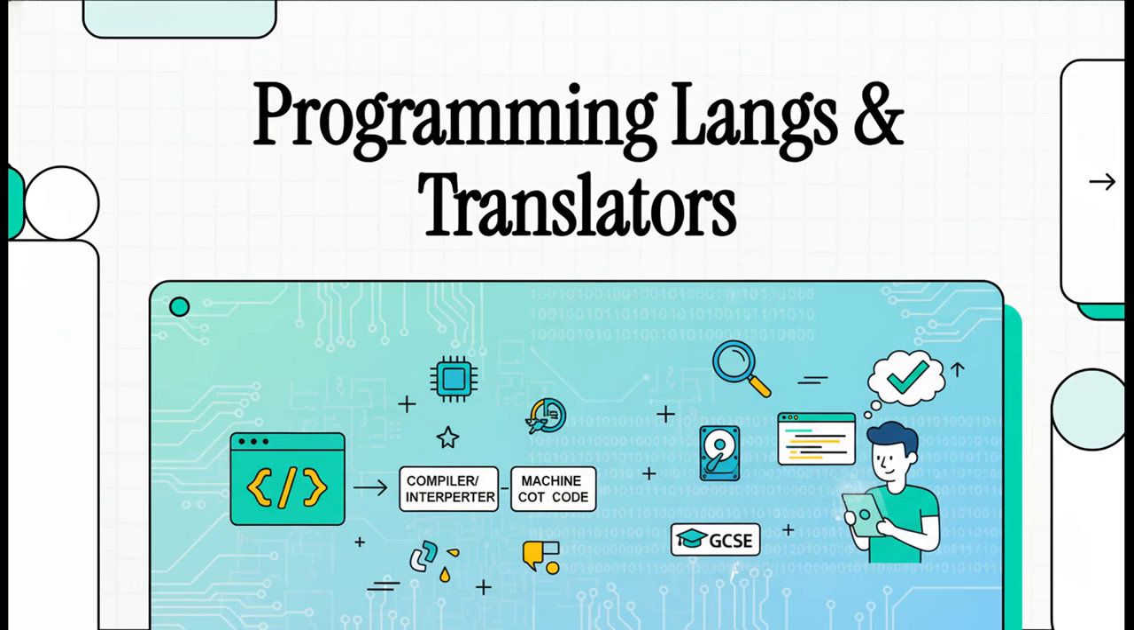All right, so if you're gearing up for your GCSE computer science exam, you are in exactly the right place. We're about to nail down section 2.5.1, which is all about programming languages and translators. Let's get you ready to ace this.